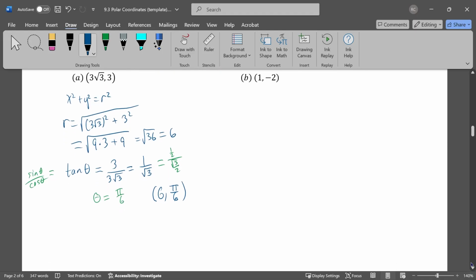Now, it also wants us to find a version where r is negative. So if I just do a rough sketch here, if this is pi over 6, okay, if I want a negative version, I could just go out another pi. And so then I could write this as negative 6, 7 pi over 6.